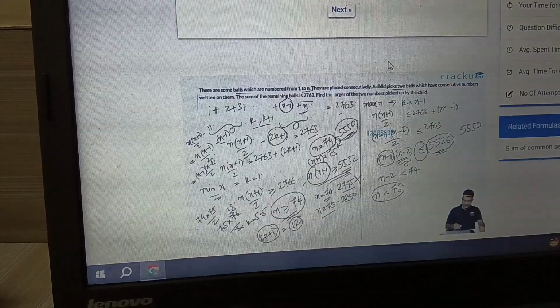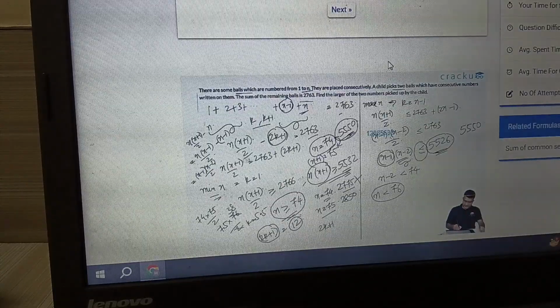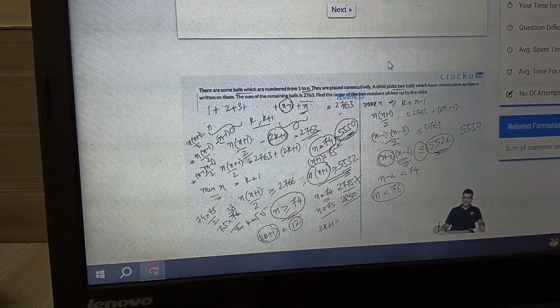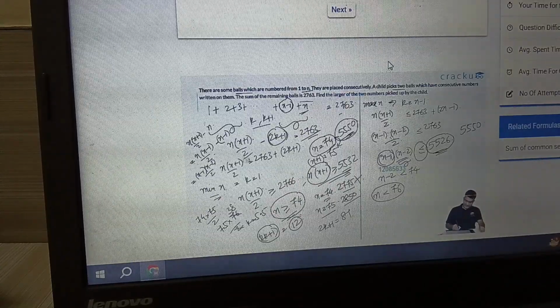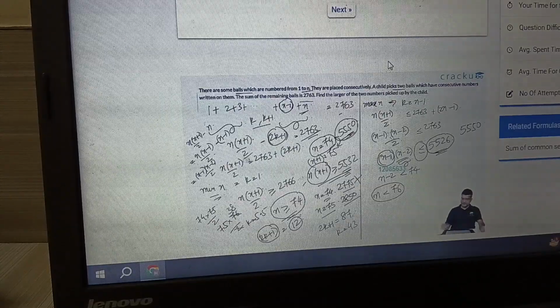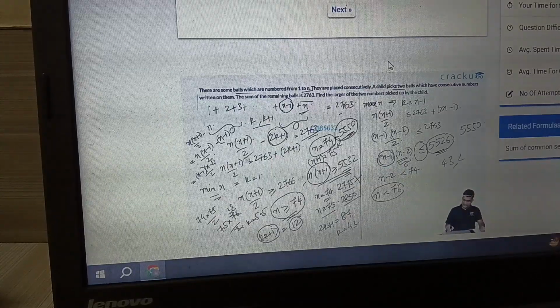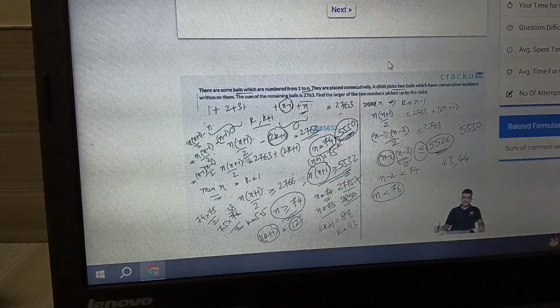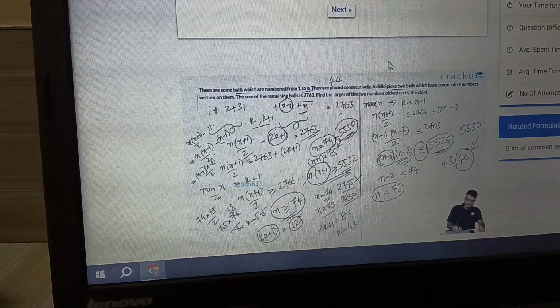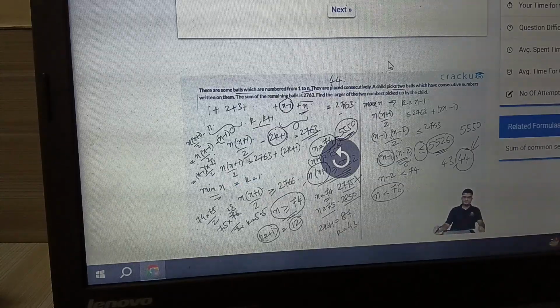In the second case, the value of 2k plus 1 will be equal to 2850 minus 2763, which is equal to 87, or the value of k is equal to 43. So the two numbers which are removed are 43 and 44. So the larger of the two numbers which was removed is equal to 44. So the correct answer is 44.